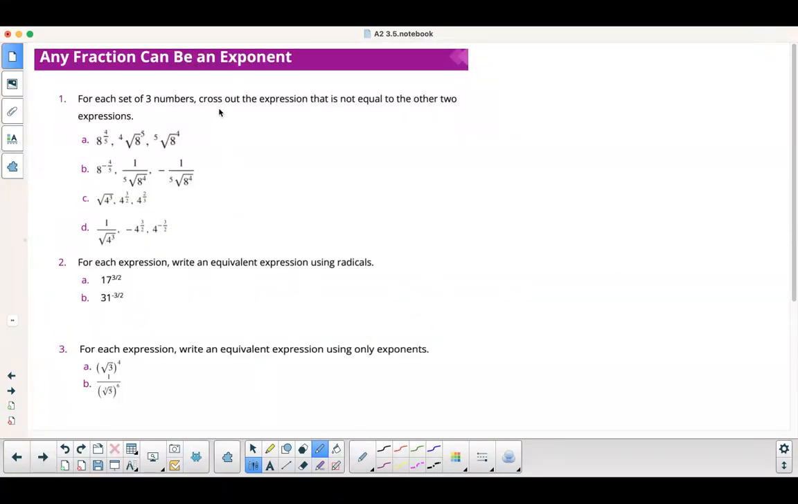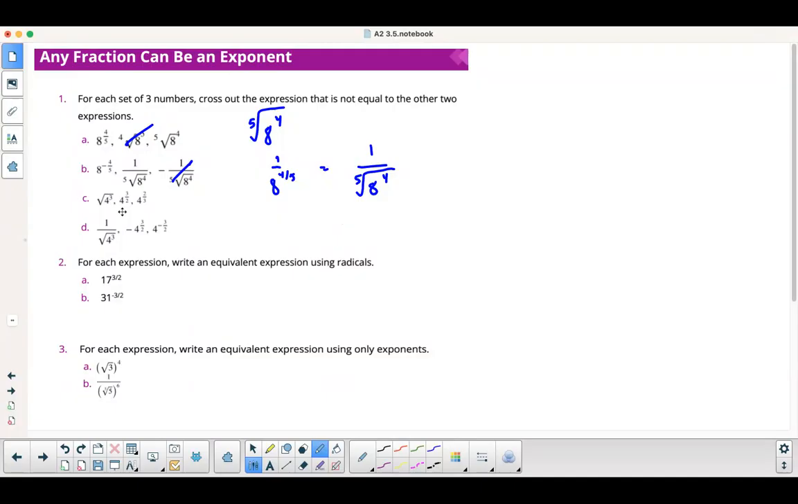So for each set of three numbers, cross out the expression that is not equal to the other two. So, okay, 8 to the 4/5. That's going to be power over root. So this one and that one, so we get rid of that. Let's do this. 8 to the negative 4/5 is 1 over 8 to the positive 4/5, which is 1 over 8 to the 4th, 5th root. Notice it did not make it negative, so that one is gone.